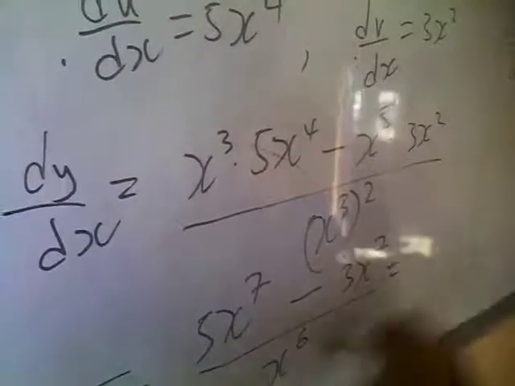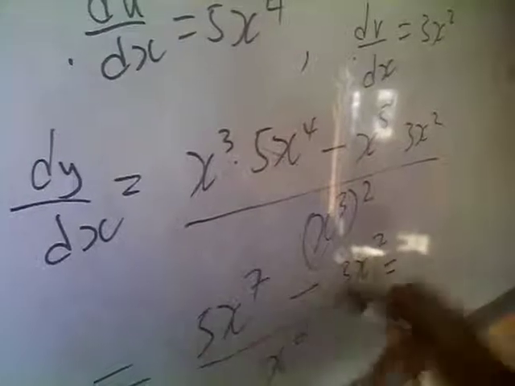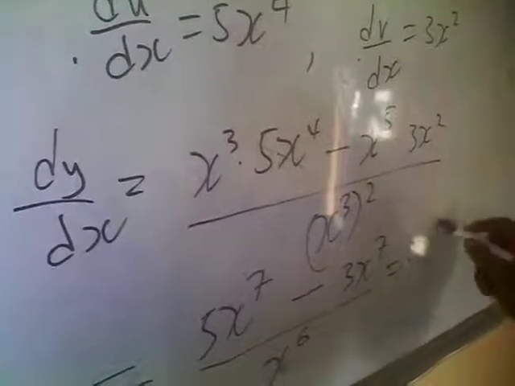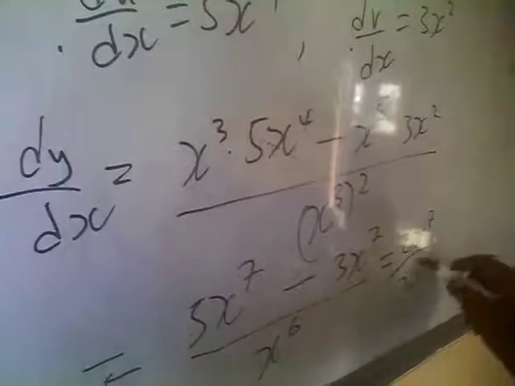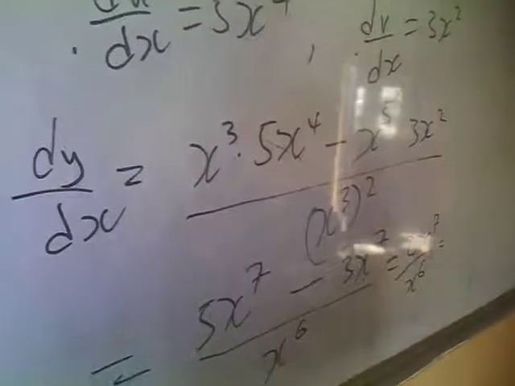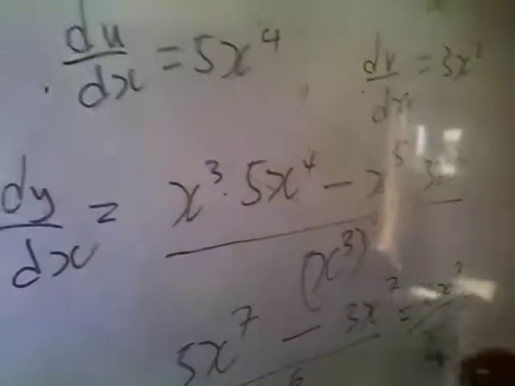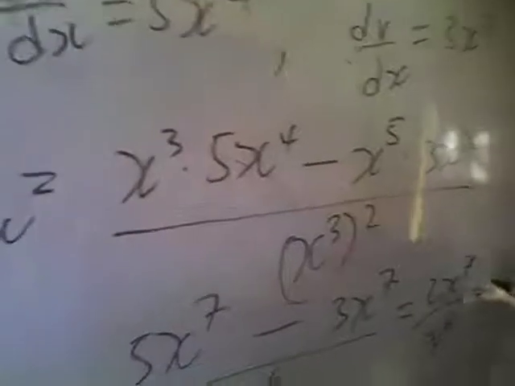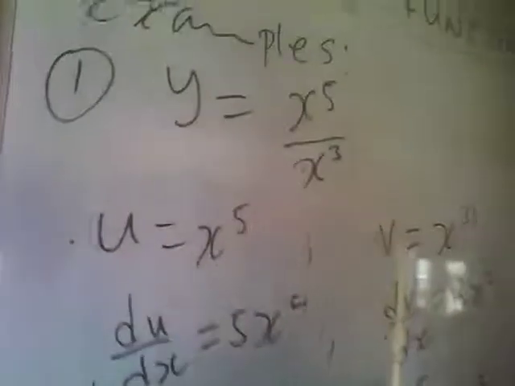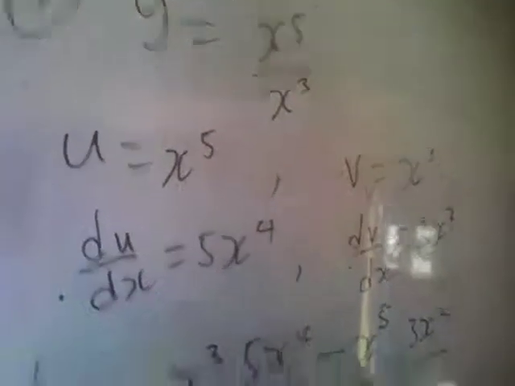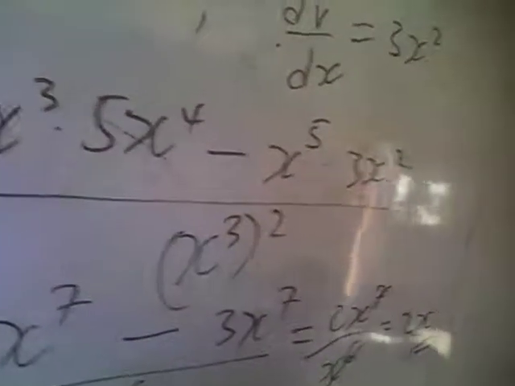So we have 5x to the power 7 minus 3x to the power 7, that is 2x to the power 7, all over x to the power 6. So we now have, this will cancel 6 out of here, so we now have 2x. So dy dx of this quotient function is 2x. So the derivative is 2x. That's the differentiation for that.